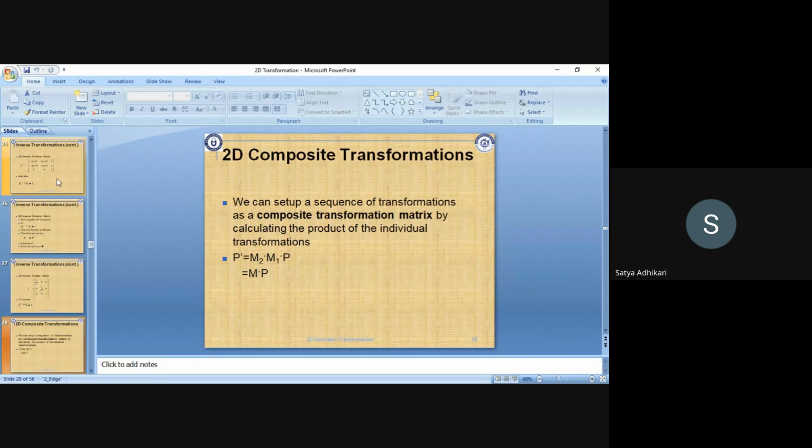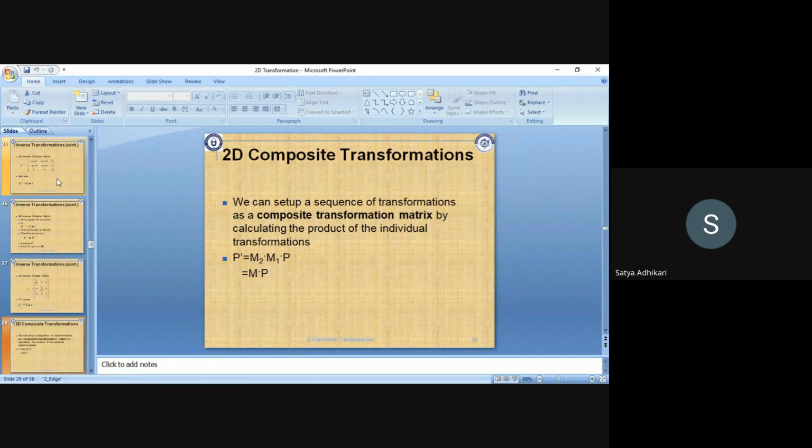So far we have discussed translation, rotation, and scaling. Translation is used to change the position, rotation is used to rotate an object, and scaling is used for resizing an object. We also know that there are two other important transformations: shearing and reflection. We'll discuss that. But there are five main transformation techniques. Out of five, we have already discussed three. Now, 2D composite transformation.